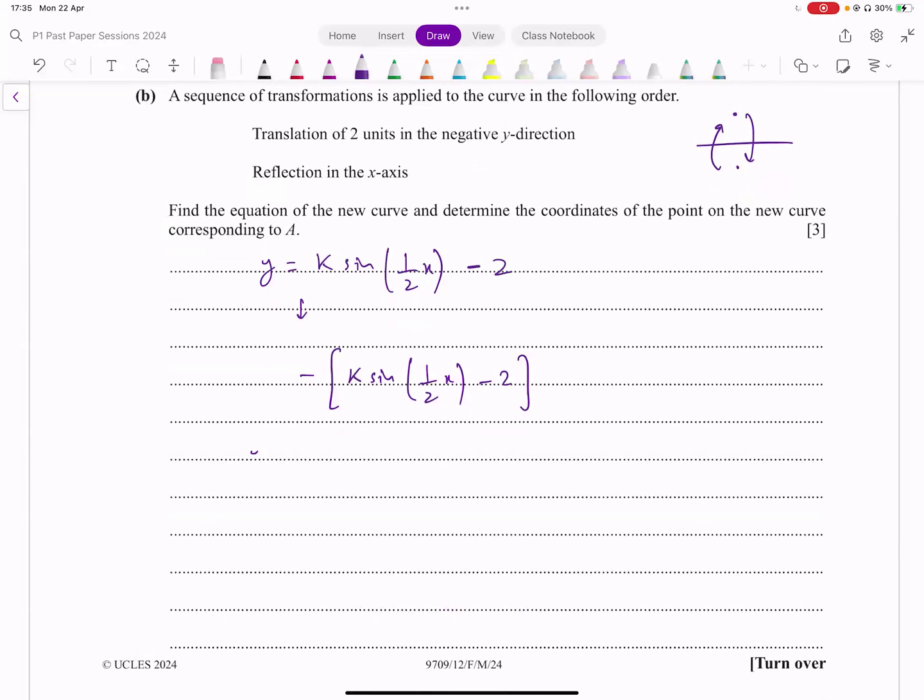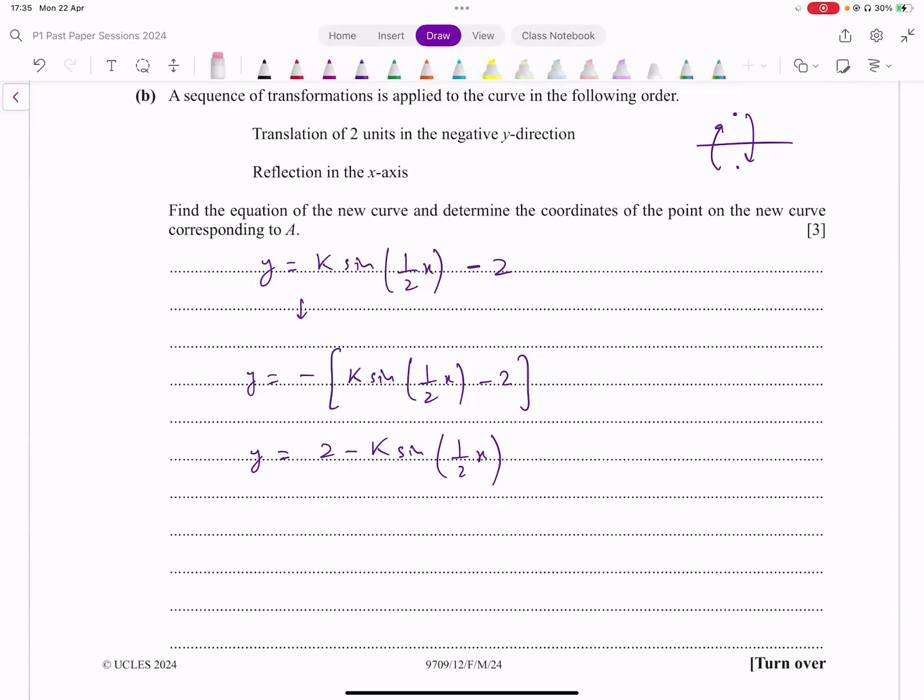What does that give you? This gives you 2 minus k into sine of half x. This is the equation of the new curve that you get after transformation. Okay, so this is what you have after translation. This is what you've got after reflection in the x-axis. That is one thing that we've got to do. Then it says determine the coordinates of the point on the new curve corresponding to A.